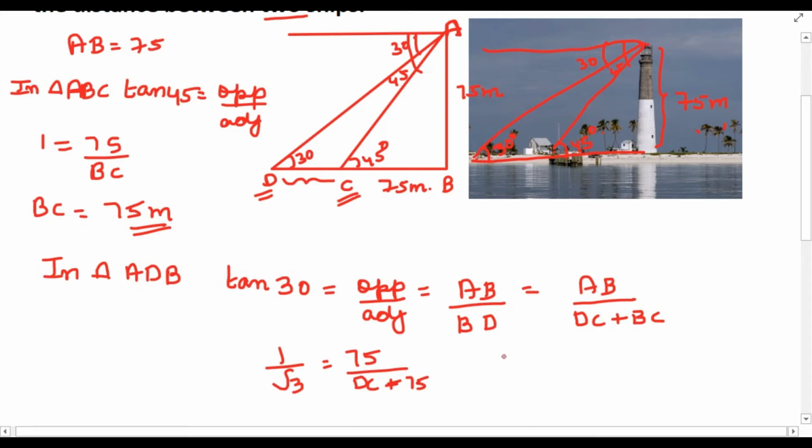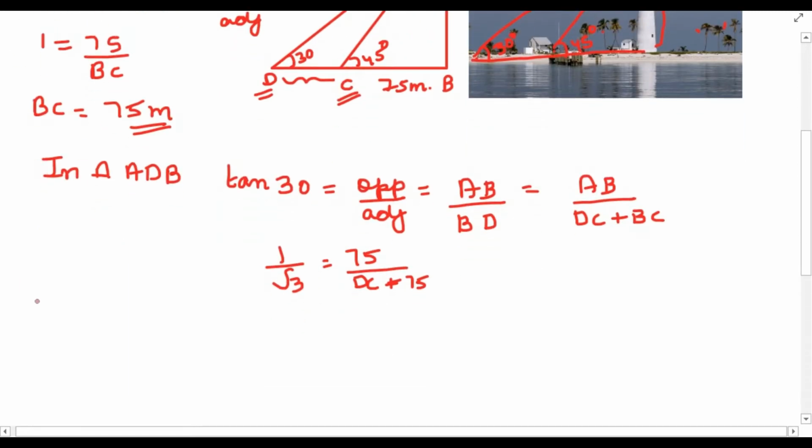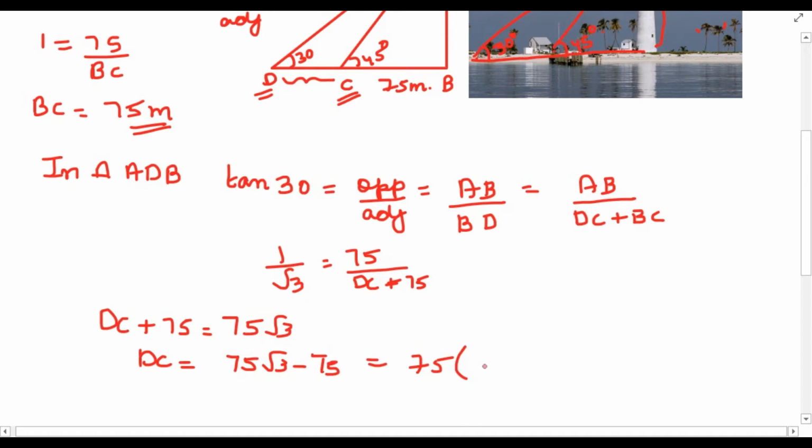Now we will cross multiply this. When you cross multiply, DC plus 75 equal to 75 root 3. So distance between two ships is 75 root 3 minus 75, which is equal to 75 into root 3 minus 1. So the distance between two ships is 75 root 3 minus 1.